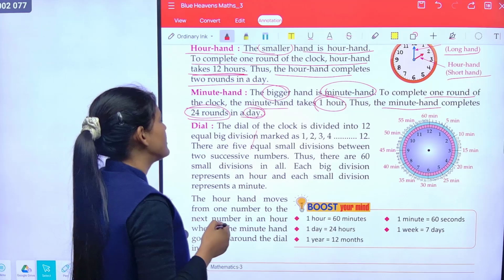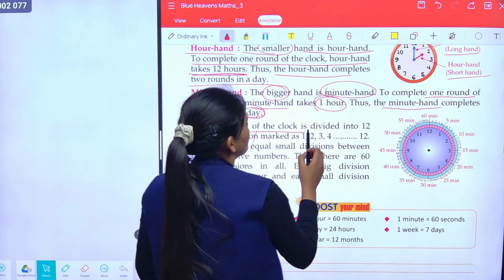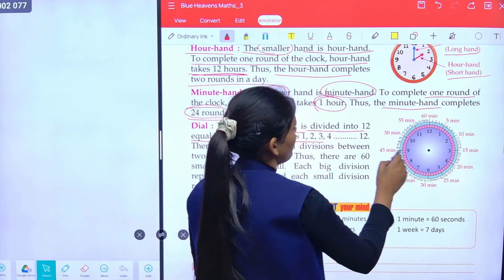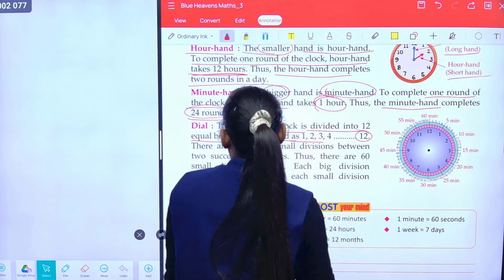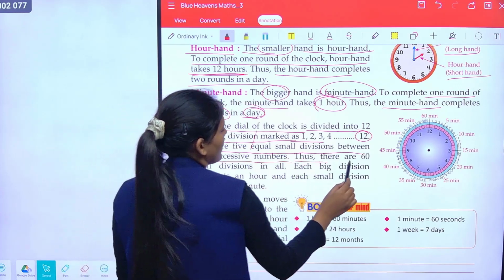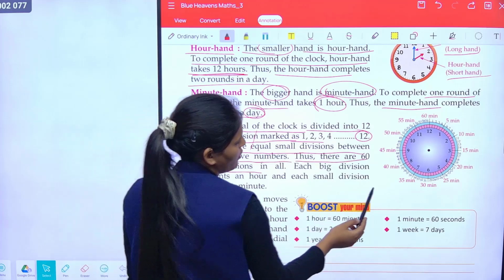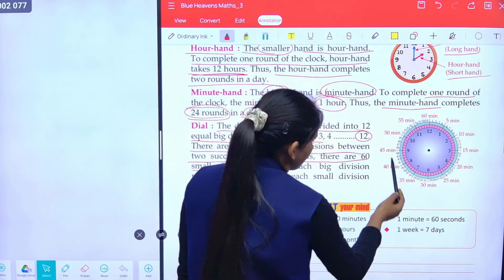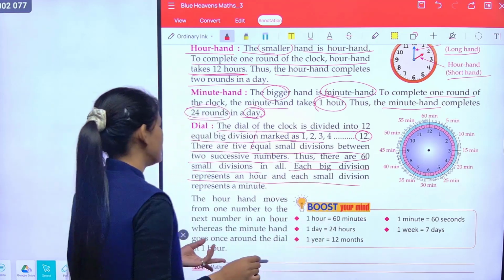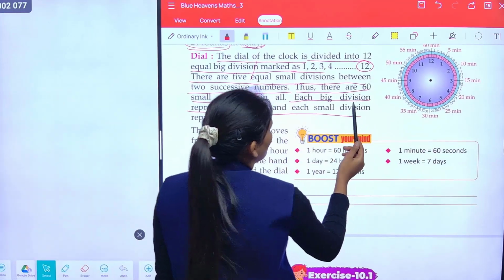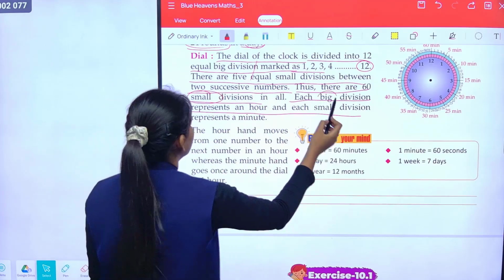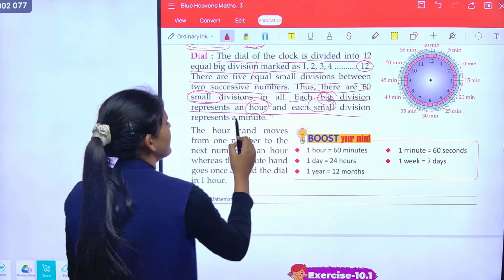Now dial. Class, what is dial? The dial of the clock is divided into 12 equal big divisions marked as 1, 2, 3, 4 and so on till 12. Okay, there are 5 equal small divisions between two successive numbers. Thus, there are 60 small divisions, like यहाँ से till 60. Each big division represents an hour and each small division represents a minute. Small क्या कह रहे हैं वो? There are 60 small divisions.